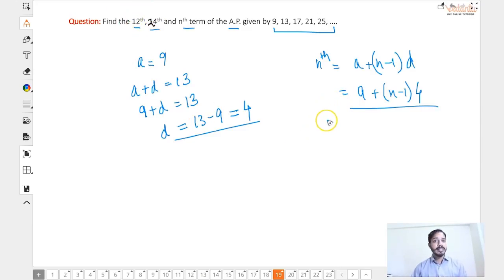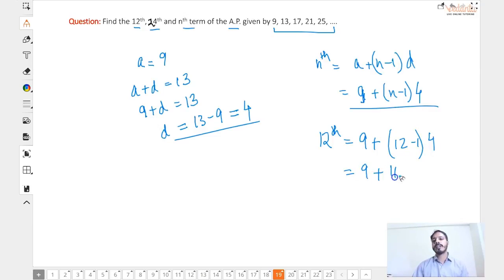So that means when n is equal to 12, what will happen? The 12th term will be 9 plus (12 minus 1) into 4. So this will be 9 plus 11 into 4, that is 44. So 9 plus 44, right? So this will give me 53.